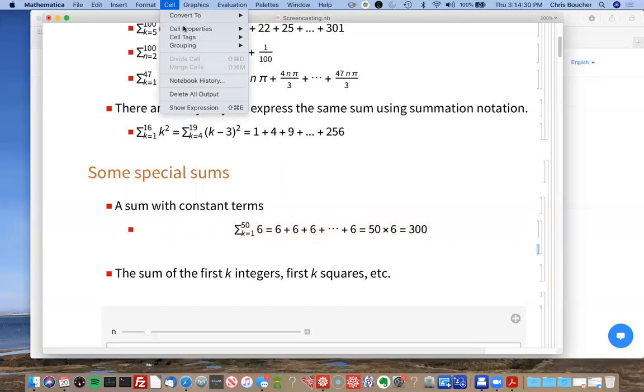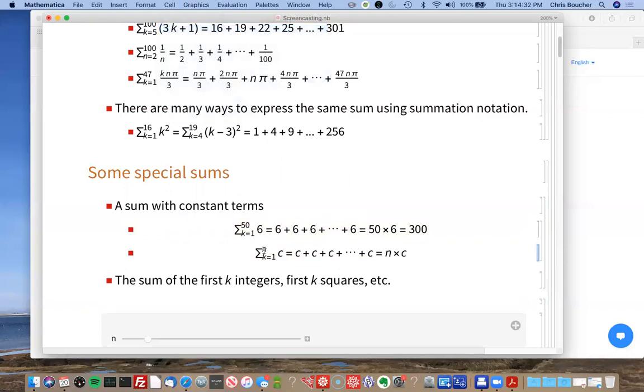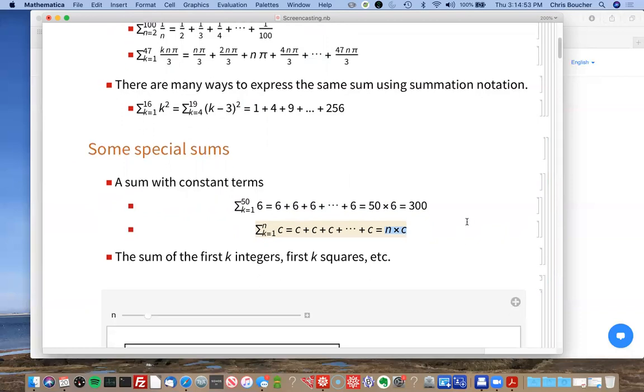In general, if we take a constant and add it to itself n times, this is the symbolism for that. If k starts at 1 and counts up to n, then I have n copies of the constant c, which is just equal to n times c. So this is a useful thing to keep in mind. It comes up occasionally in dealing with summations.